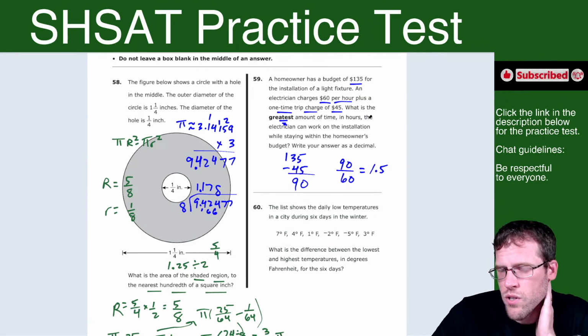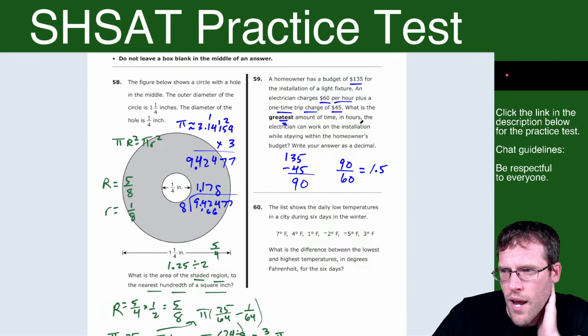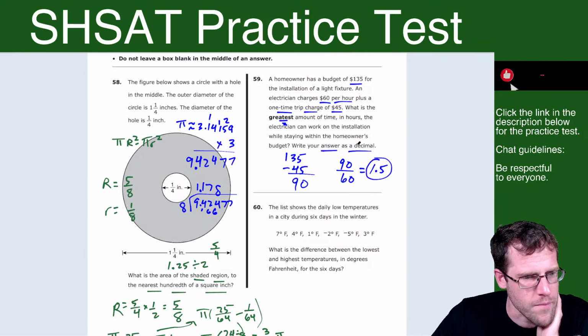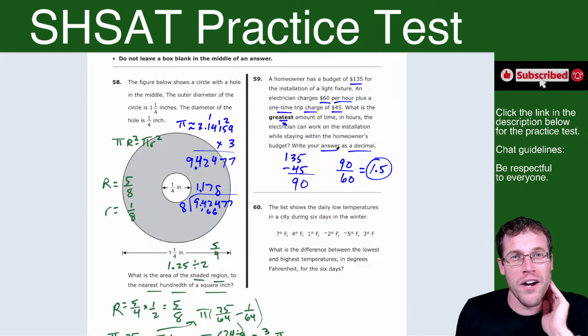So in hours, what is the greatest amount of time in hours? Write your answer as a decimal. So 1.5? Yeah. I'm going to try to be flawless here.